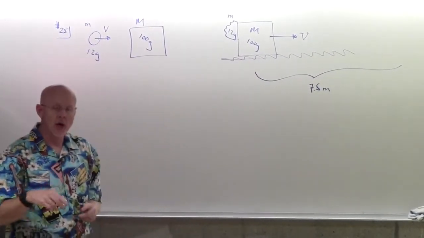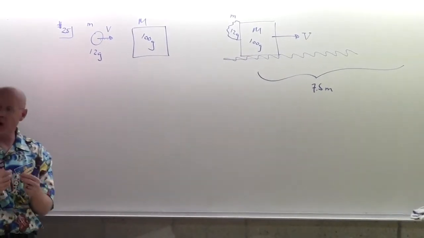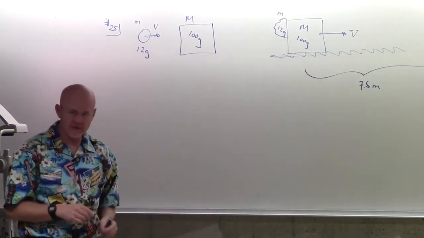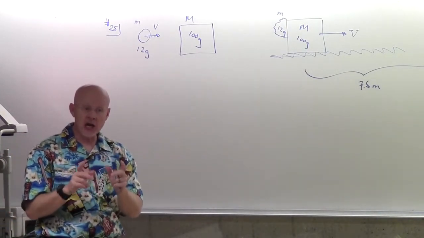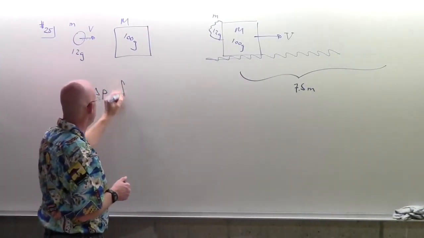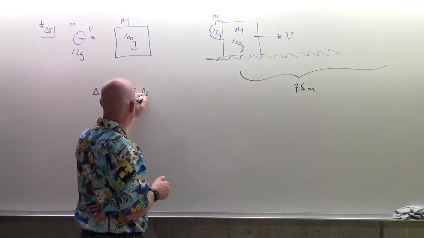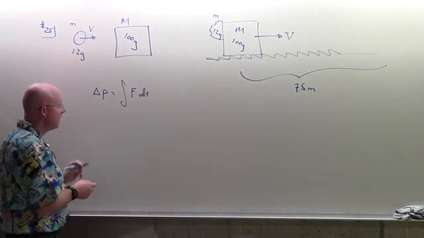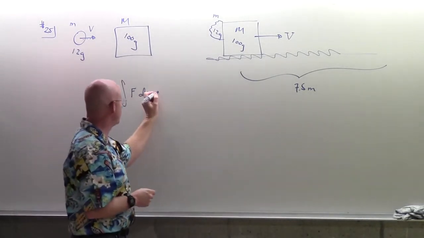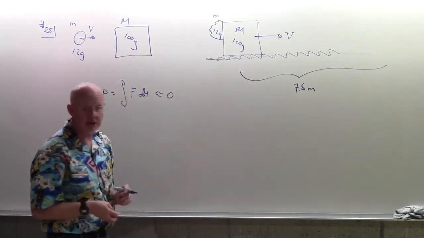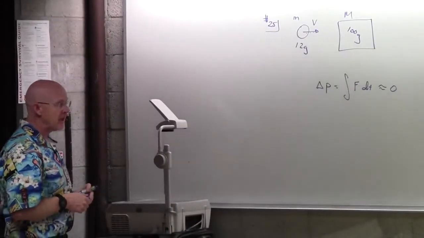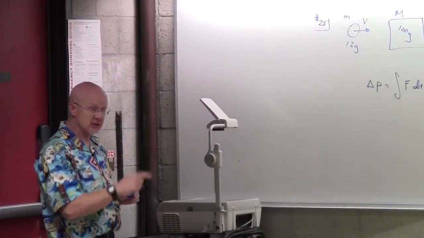But here's what we will say. Even though there is a small outside influence, it is just that. It's small and for a short period of time. The change in momentum, and that's where we started, is the integral of the force over a period of time. Even though there is a small outside influence, the time is really short. And so we will say that it is approximately zero during the impact. Keep your eye out for problems like this. This is an example of that.